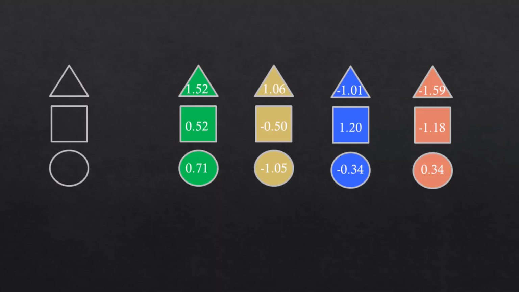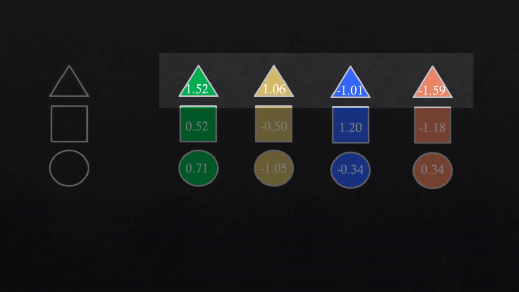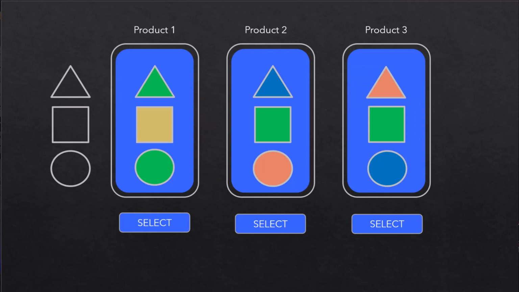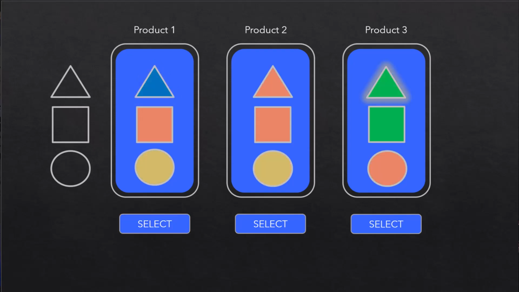In our example of shapes and colors, among the shape of triangle, it looks like green was the most appealing. Conjoint analysis calculated a utility score of 1.52, followed by yellow, then blue, and then orange. That means in the choice task, the products in which the triangle was green tended to be selected by survey takers more than when it was yellow, and quite a bit more than when it was blue or orange.